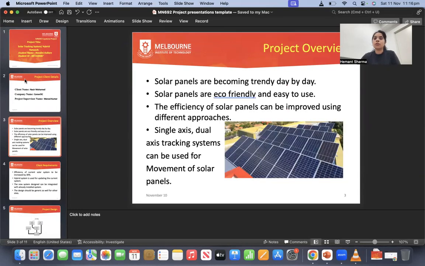Coming to the overview of the project, solar panels are becoming trendy day by day. Solar panels are eco-friendly and very easy to use. The efficiency of solar panels can be improved using different approaches, single axis and dual axis tracking systems, and both are used for the movement of the solar panels.